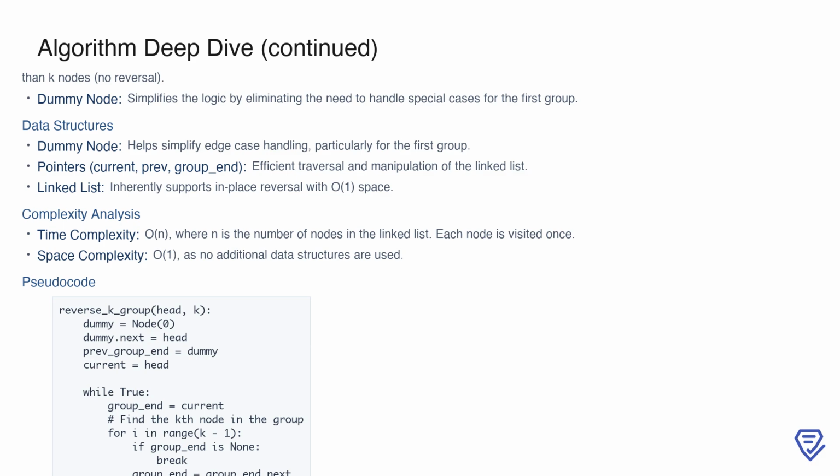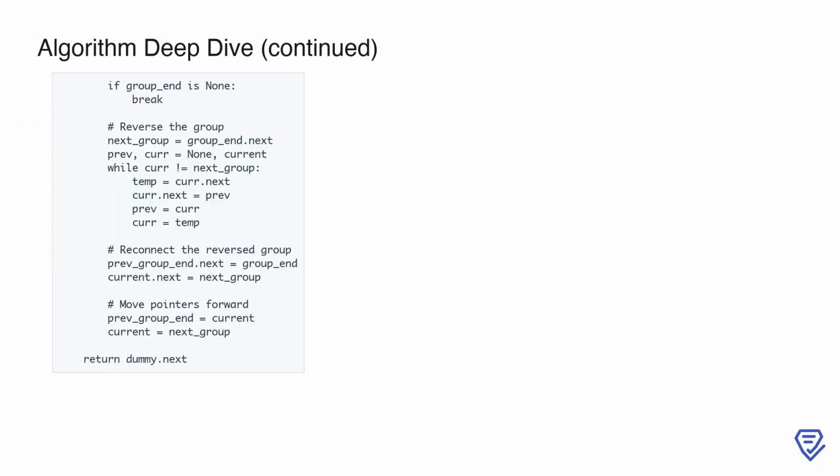Key insights include handling edge cases such as when k equals 1, in which no reversal occurs, or when the list is empty, which requires no processing. Additionally, the use of a dummy node simplifies the logic for edge cases, particularly for the first group. This approach ensures a clean and consistent implementation. The provided pseudocode summarizes the steps clearly.